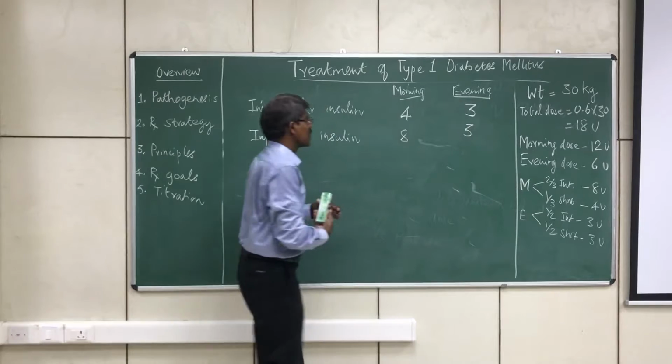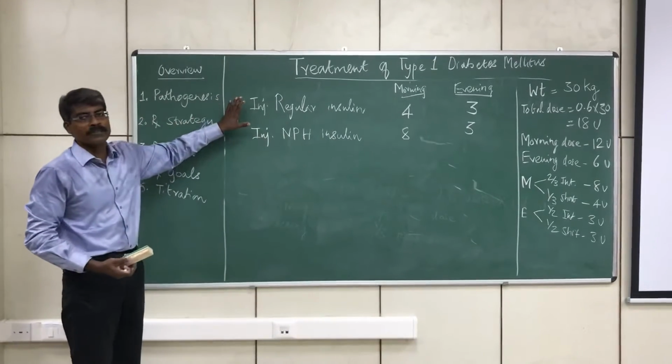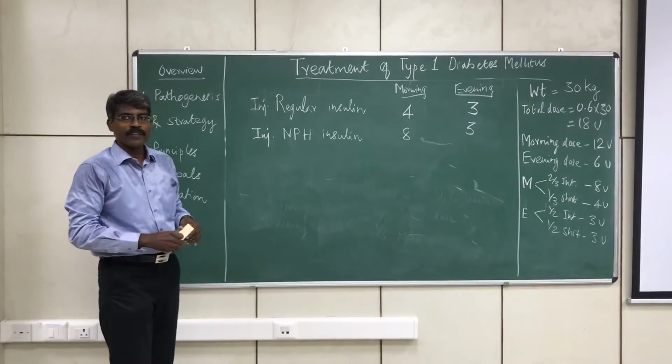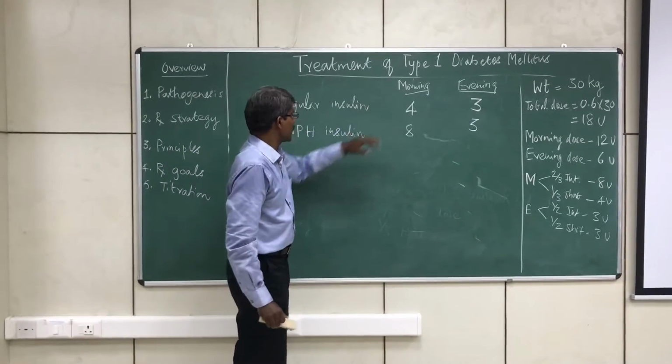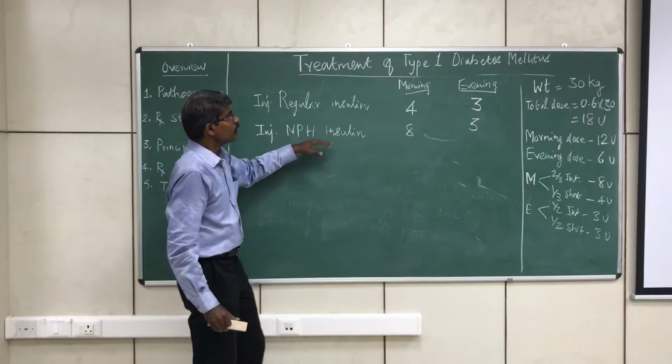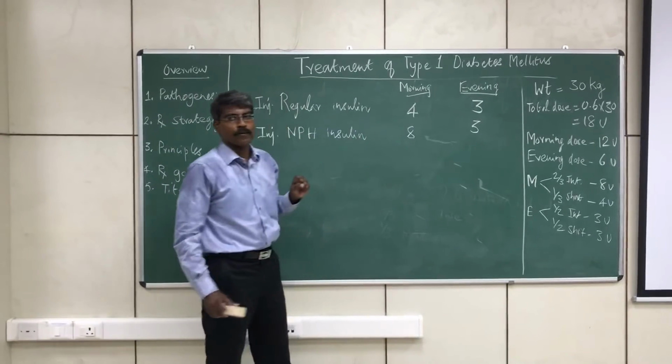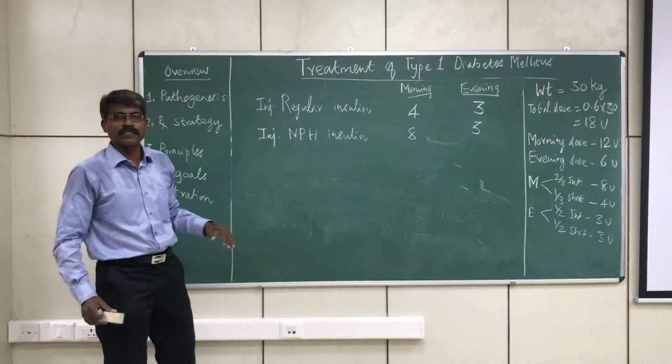So this is what we are going to prescribe for this boy with type 1 diabetes. His regular insulin in the morning will be 4 units. His NPH insulin in the morning will be 8 units. Now how do we actually administer this?